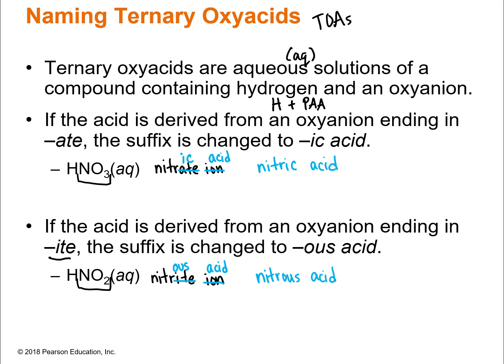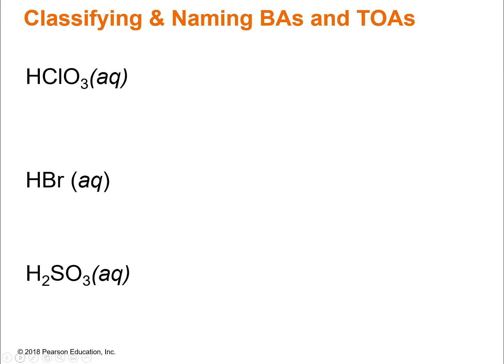So there's a lot of rules thrown at you, okay? So now we've got some practice. This is for naming the binary acids and ternary oxyacids. So I'll give you 2 minutes to try naming these 3 compounds, and then I'll check back in. In the interest of time, I'm going to go ahead and write out the names for these, and you can check your work.